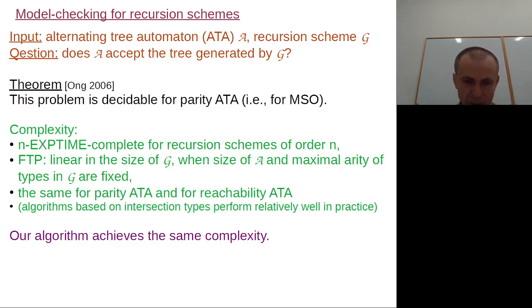Let me mention that some of the algorithms, namely those using intersection types, perform relatively well in practice. They can solve some examples in reasonable time. They are just slow in the worst case, but on many examples they are relatively fast. This is not true for my algorithm, which is always slow, always achieving the same n-fold exponential time complexity.